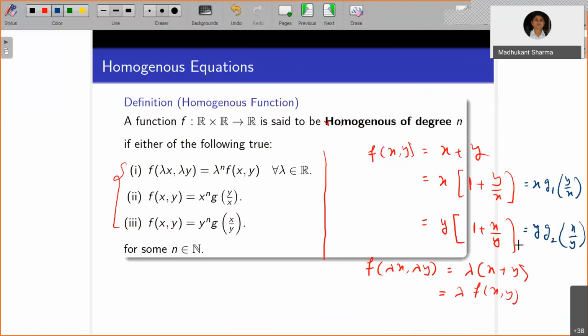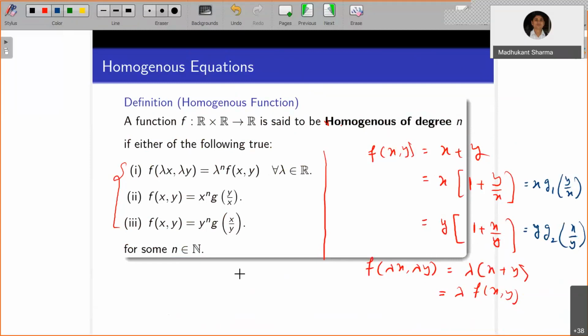So you can use either one of them, but I think the easiest one is the last. You replace x by lambda x and y by lambda y, and you take the highest possible power of lambda outside. The remaining should be a function of x and y, the original function itself. Then only will you say that it's a homogeneous function. If you are not left with the original function, then that will not be a homogeneous function.